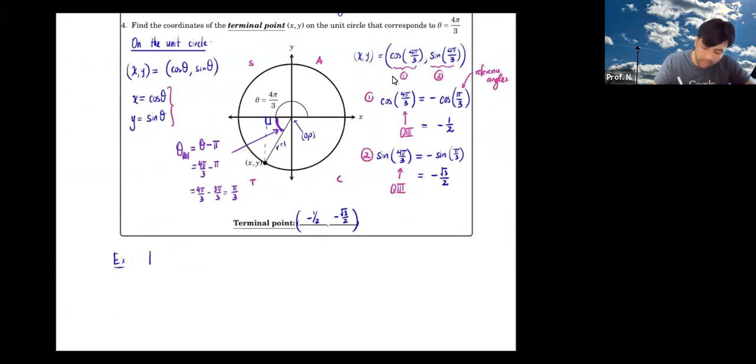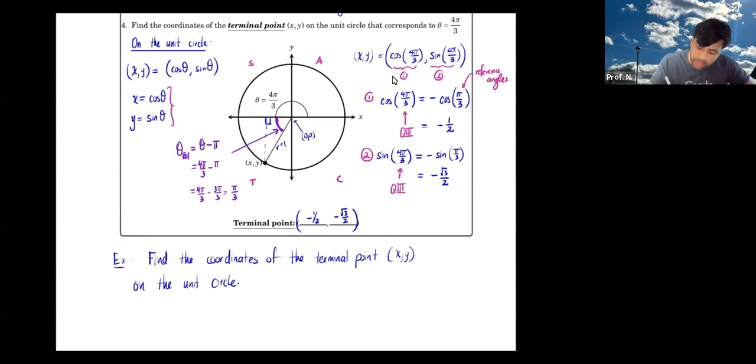So find the coordinates of the terminal point x comma y on the unit circle that corresponds to theta, and I'm going to give you... Let's do 7 pi, no, 11 pi over 6.